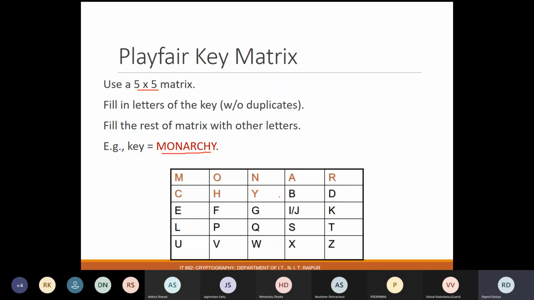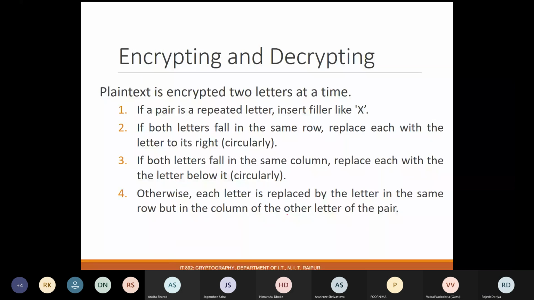Then all the remaining alphabets, the alphabets which remain apart from this key, are placed one by one. For example, B is not there, so B has been placed. Then C was there, fine. Then D was not there, so D has been placed. Similarly, all the alphabets have been placed. And since there are 26 alphabets, we are accommodating J along with I. So I and J can be used interchangeably in this technique, no issue.